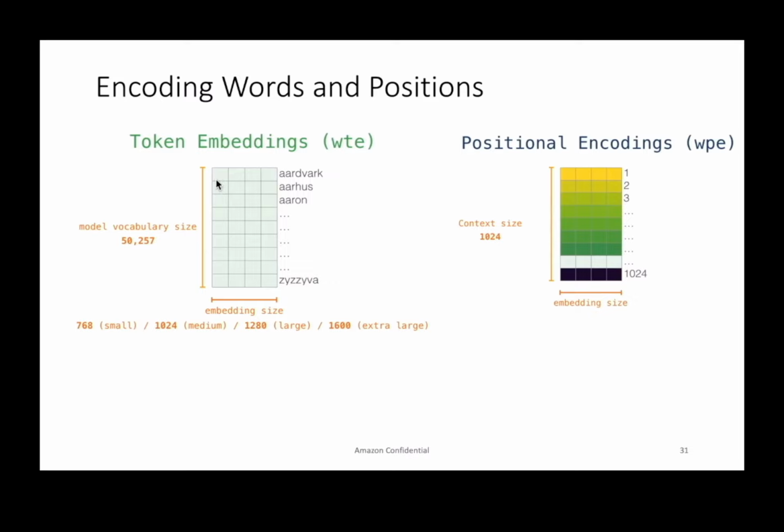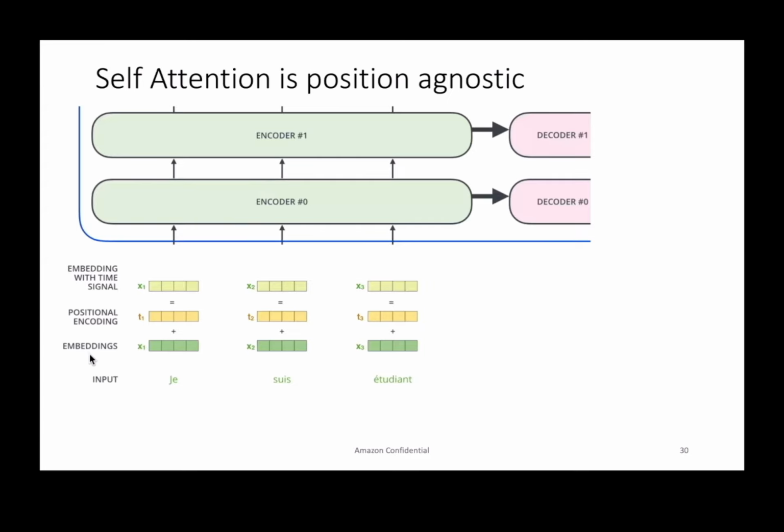So this way, when a word comes in, for example, this first word comes, aardvark, then we will just pick up this first row as its representation, and that representation here will be fed. So the first row, if the word here was aardvark, then the first row would be this, and that will be the representation of the word that will be fed in.